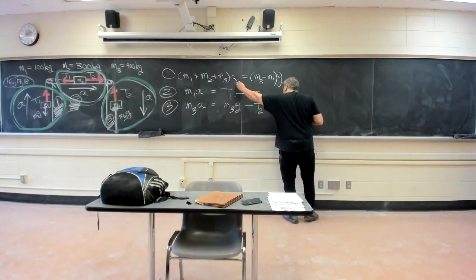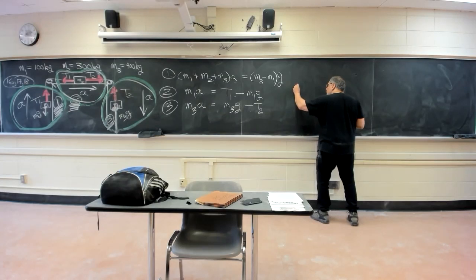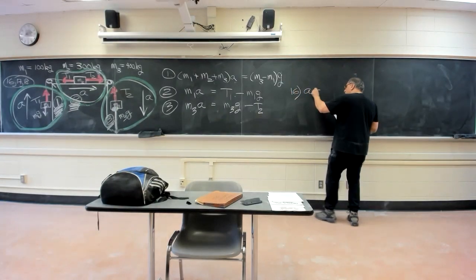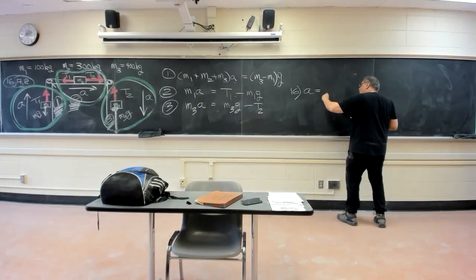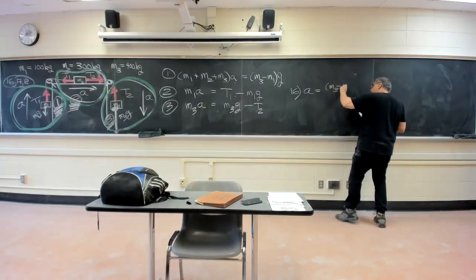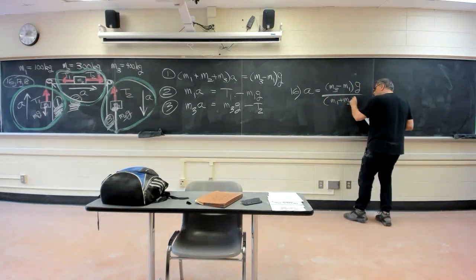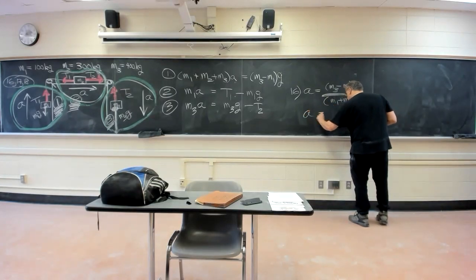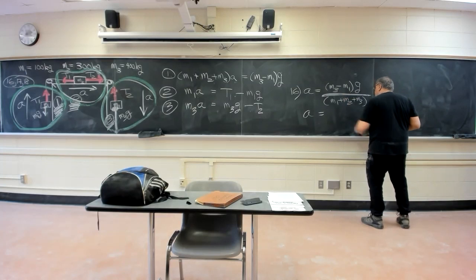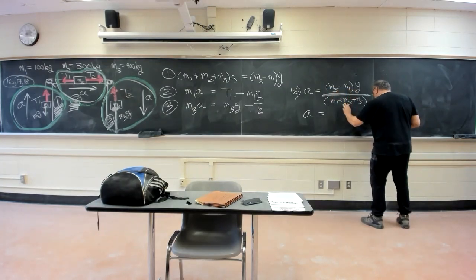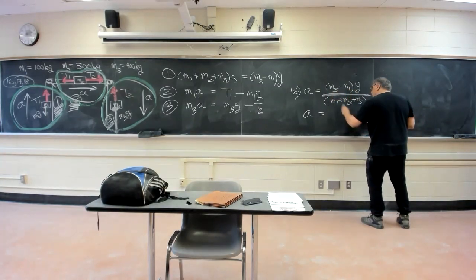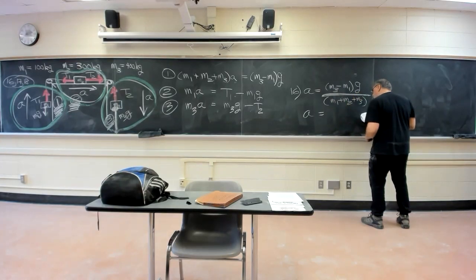If you divide by the coefficient of this guy on each side and plug in the numbers, so for 16, you're looking at the first scenario, number 1, you're going to have M3 minus M1 times G over this entire sum. Plug in all the numbers, the 400, the 100, the 200, the whole thing.